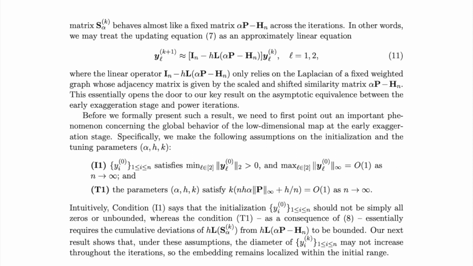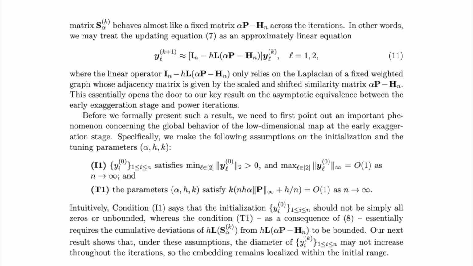This essentially opens the door to our key result on the asymptotic equivalence between the early exaggeration stage and power iterations. Before we formally present such a result, we need to first point out an important phenomenon concerning the global behavior of the low-dimensional map at the early exaggeration stage. Specifically, we make the following assumptions on the initialization and the tuning parameters alpha, h, k.